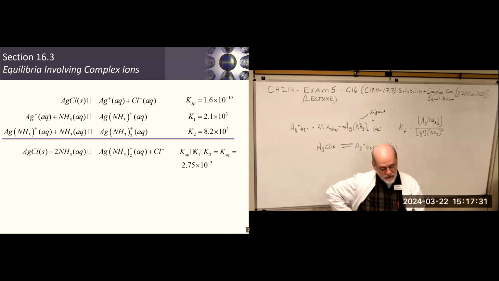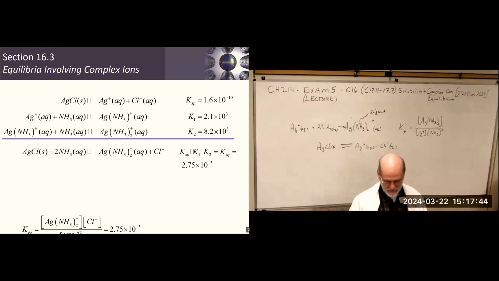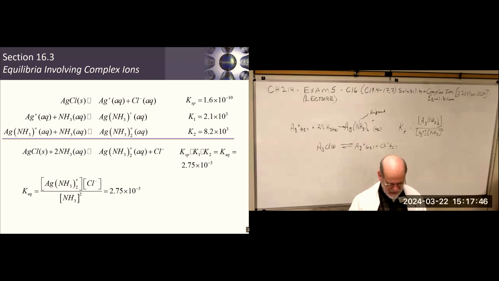The K is larger than the KSP. And we don't have any, well, we do. We do have the power of ammonia is squared. So we can't say a whole lot about solubility without calculating it. Is that what we're going to do? The KEQ then is 2.75 times 10 to the minus 3, all right?